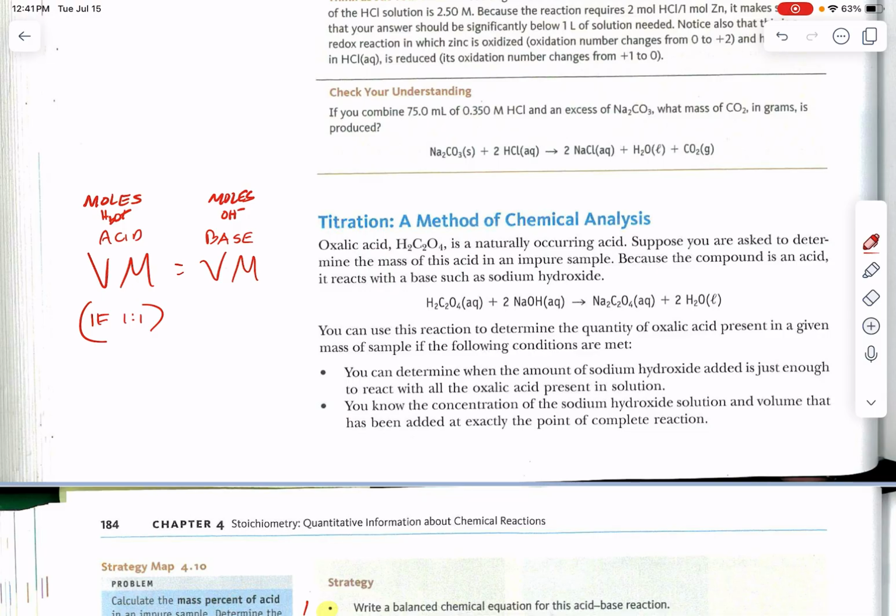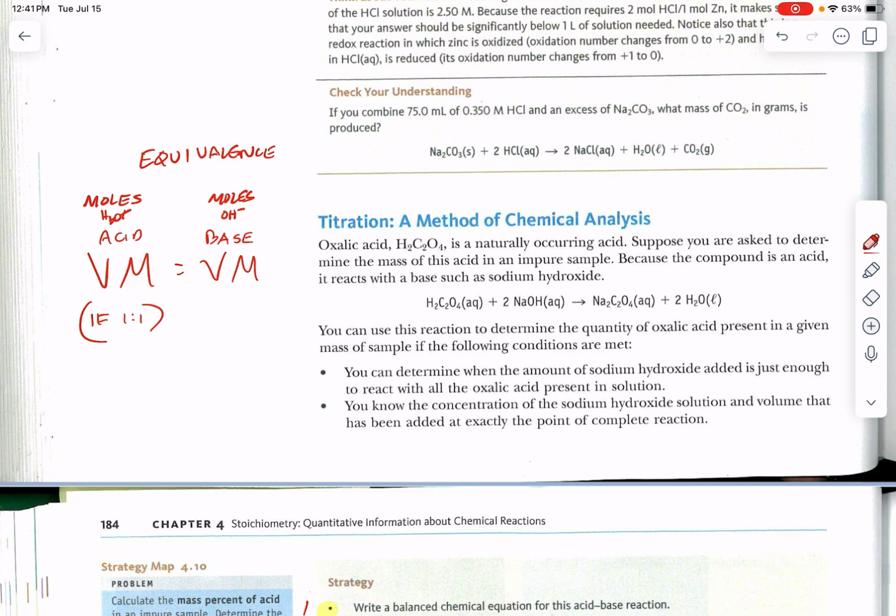Because if you think of the word equivalence, EQUI, equal, and then valence. Remember, valence has to do with those electrons in the outer shell. When the number of electrons gained is equal to the number of electrons lost, that would be in a redox reaction. But in this case, we can think of charges.